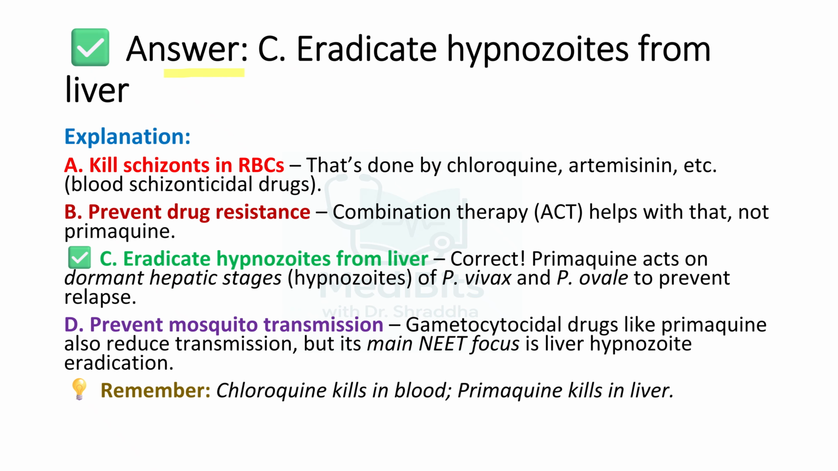So here answer is C, that is eradicate hypnozoites from liver. Explanation is primaquine acts on dormant hepatic stages, that is hypnozoites of Plasmodium vivax and Plasmodium ovale to prevent relapse. Remember, chloroquine kills in blood and primaquine kills in liver.